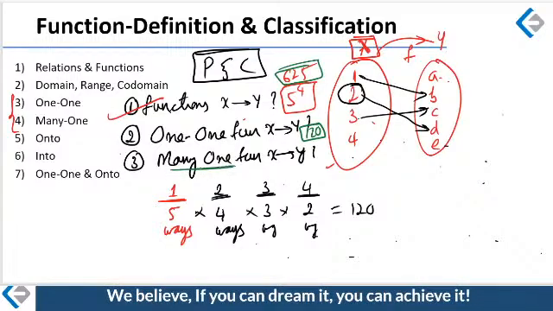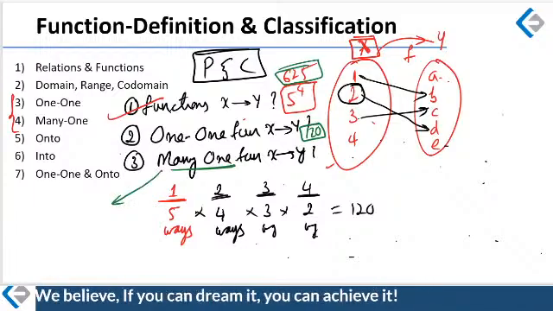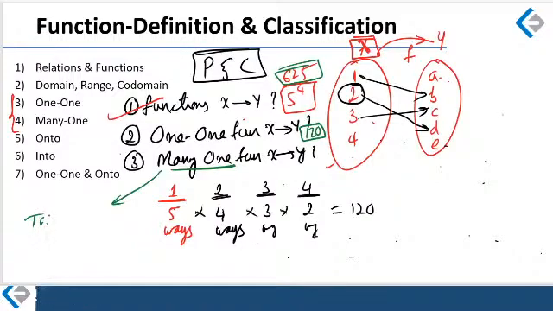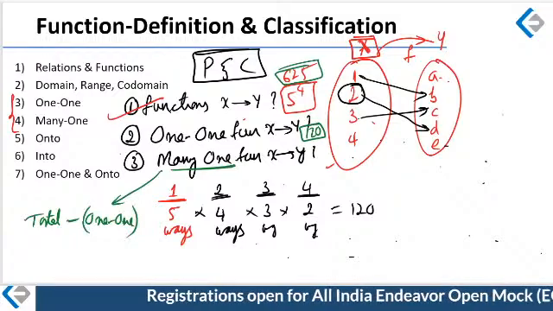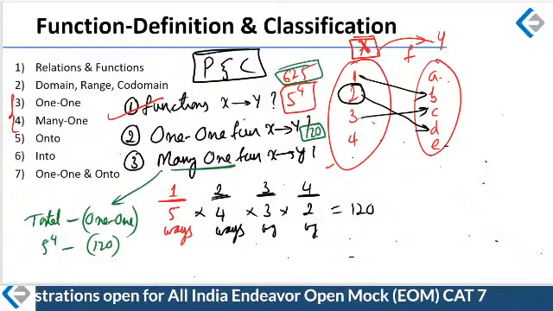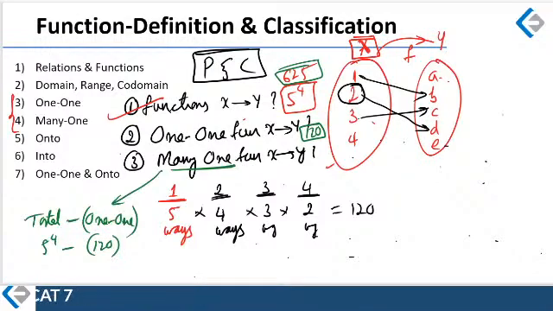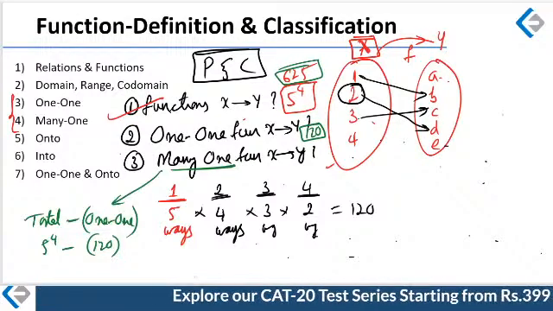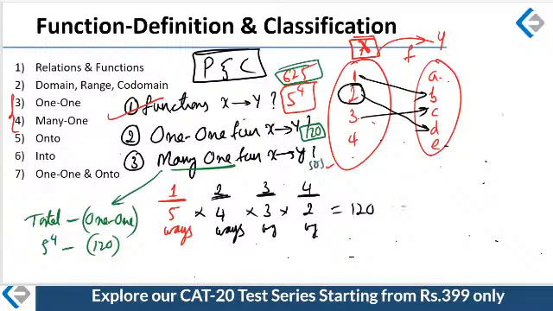If they ask you many 1 functions, look, the given function should be either a 1 function or a many 1 function. Therefore, if I ask you the many 1 function in the exam, you have to do the total number of functions minus 1 functions. The total is 5 raised to power 4, and the number of 1 functions is 120. 625 minus 120, that's 505. That's the remaining many 1 functions, which becomes the many 1 function.